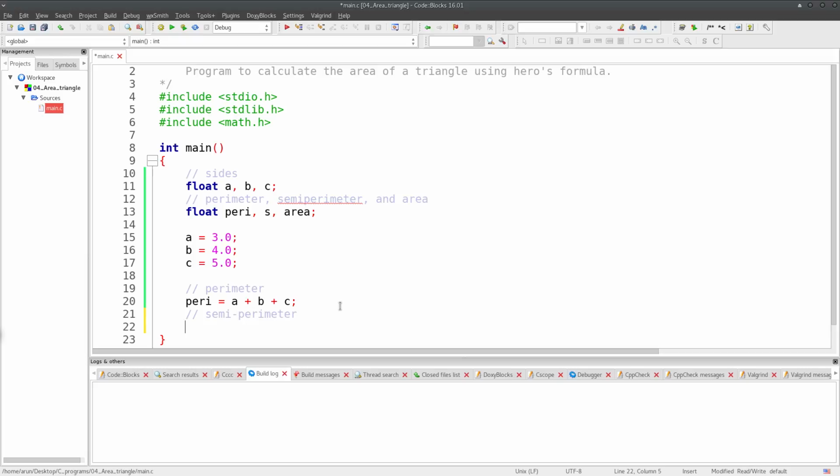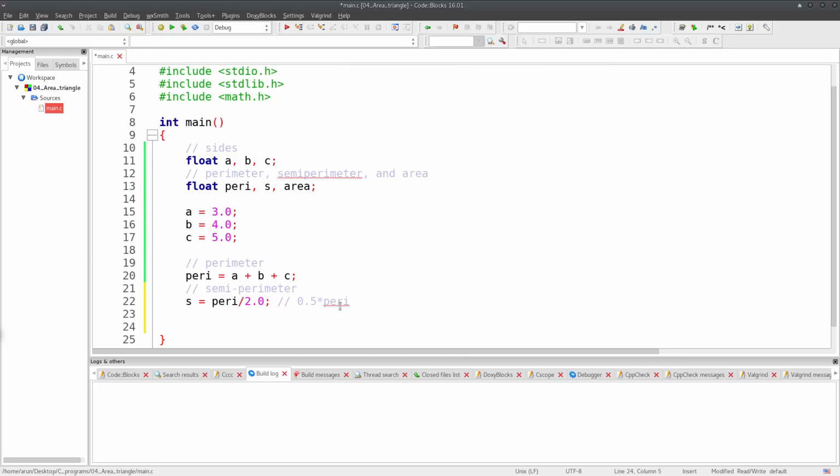Semi-perimeter, and that is given by s. Since I already have the perimeter available, I can divide that by 2 to get my semi-perimeter. More than enough. Otherwise the alternate expression is, I just have to type 0.5 times peri. That will also work.